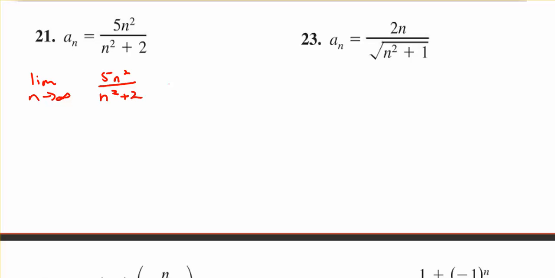You can use the techniques that we learned in Cal 1 or in Cal 2 in the previous chapter. So here, this is indeterminate. We could use L'Hopital's rule here and use it twice. We have 10n over 2n, or 10 over 2. So we know that this converges to 5.